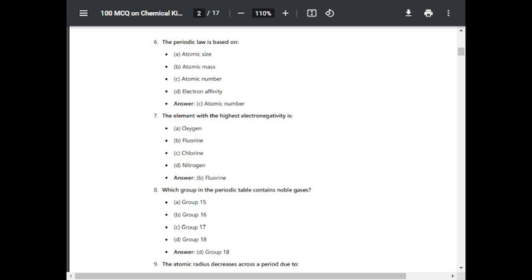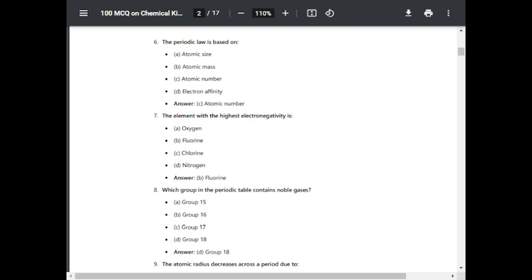Question number 6. The periodic law is based on: option A atomic size, option B atomic mass, option C atomic number, option D electron affinity. The correct answer is atomic number. The periodic law is based on atomic number, hence option C is correct.